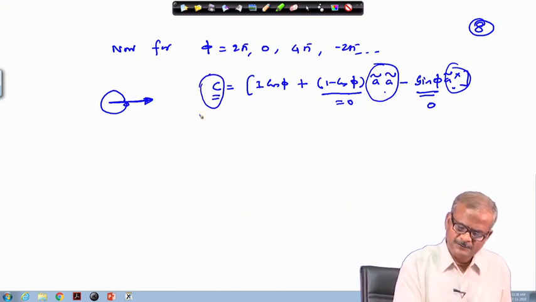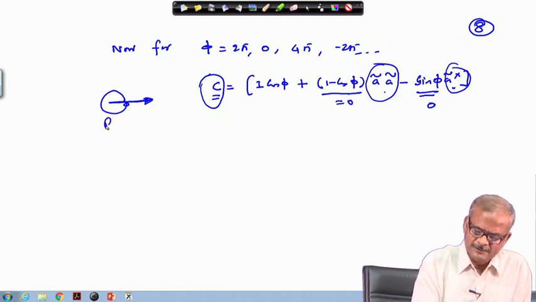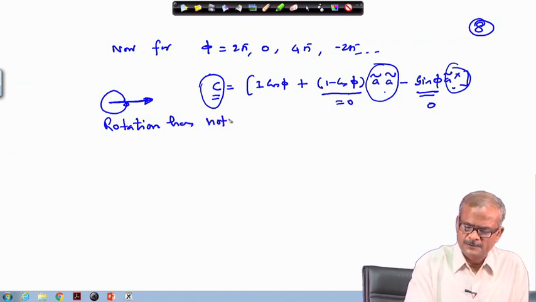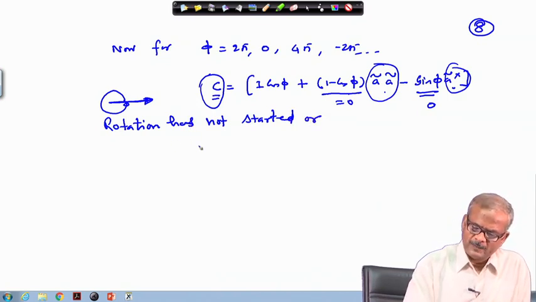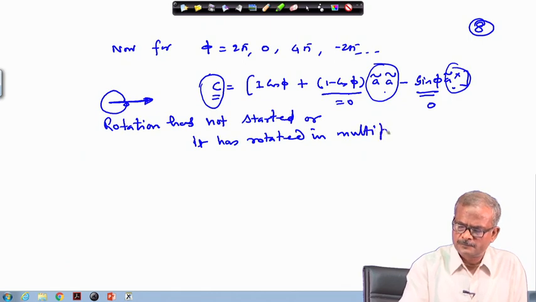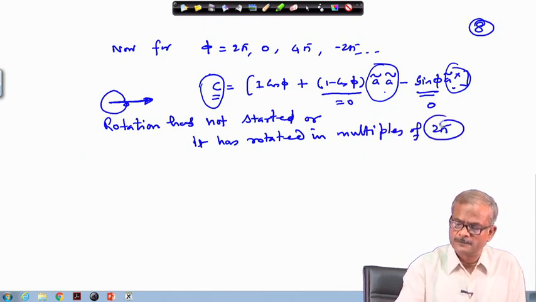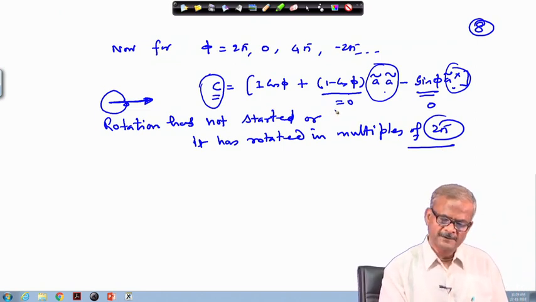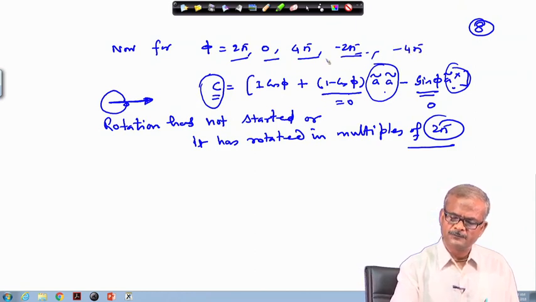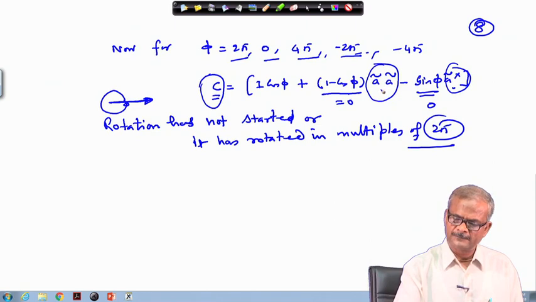So, for this case, this indicates either the motion has not started, this indicates that rotation has not started, or it has rotated in multiples of 2 pi. Okay. So, for this particular case where 2 pi, 0, 4 pi, minus 2 pi and so on, minus 4 pi, we won't be able to find out the A vector, okay, which is very much visible from this place.